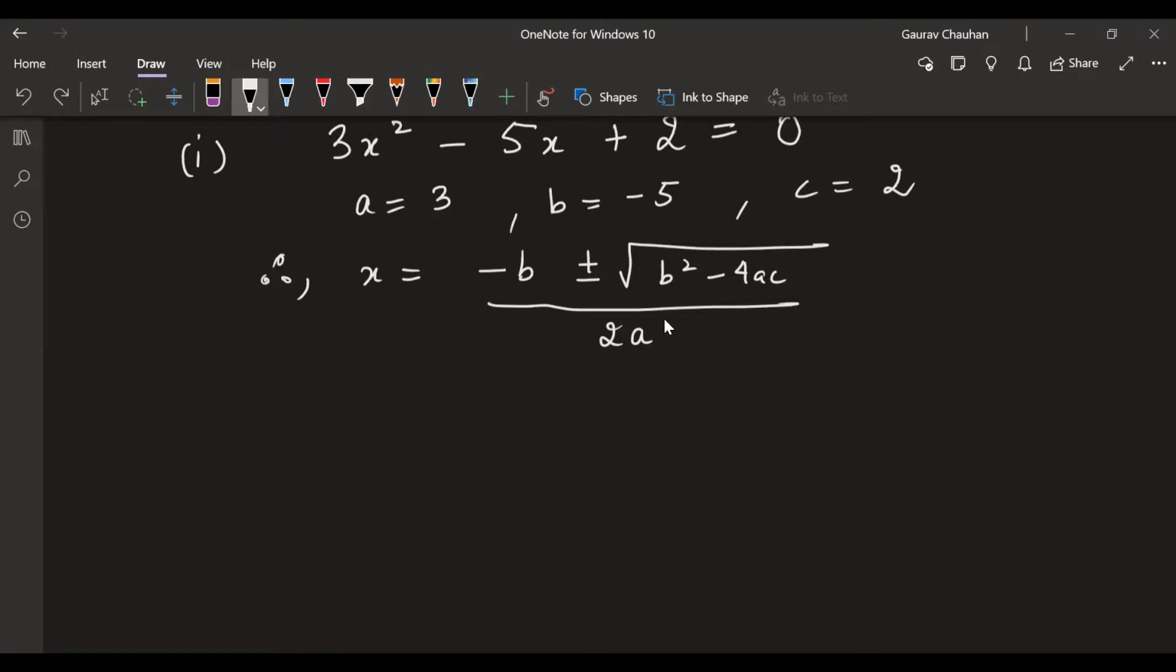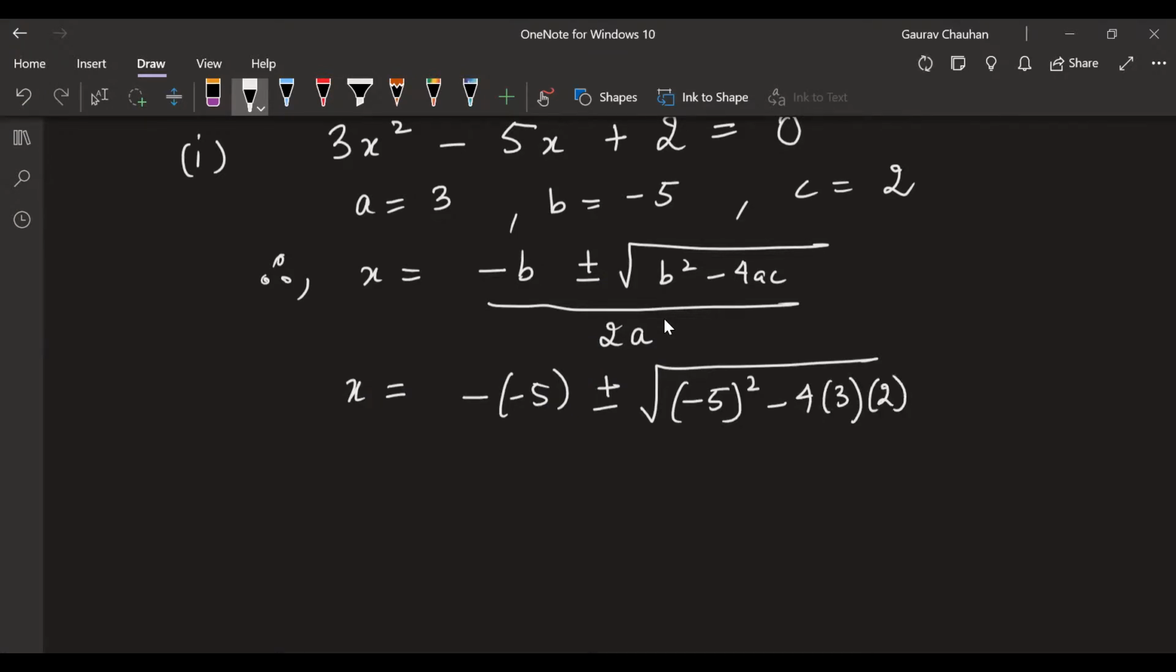Are we good? Now I'm going to substitute this. So I'm going to get x is equal to minus of minus 5. In place of b, I'm putting minus 5. Plus minus root over minus 5 whole square minus 4, a is 3, c is 2, the whole divided by 2 into a, that is 3.